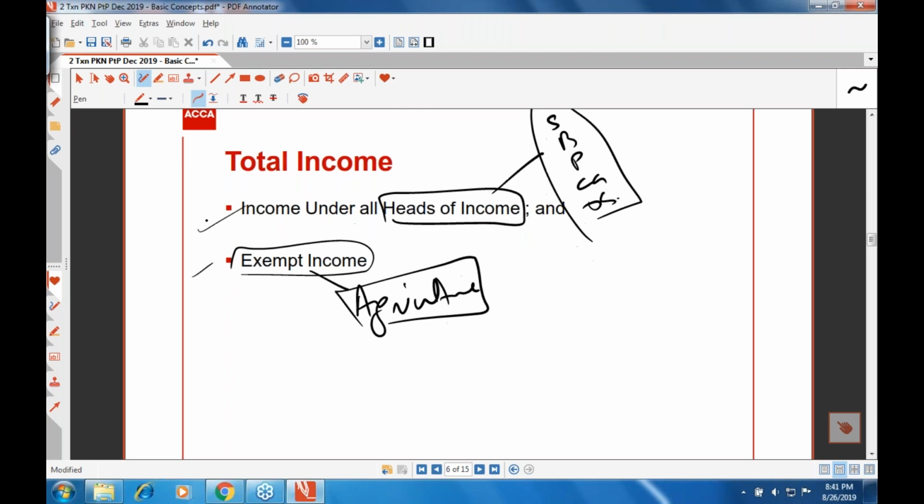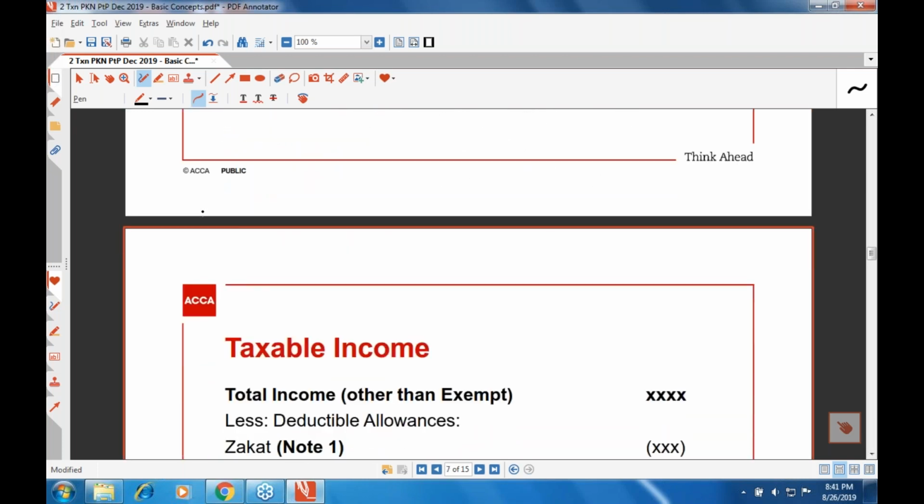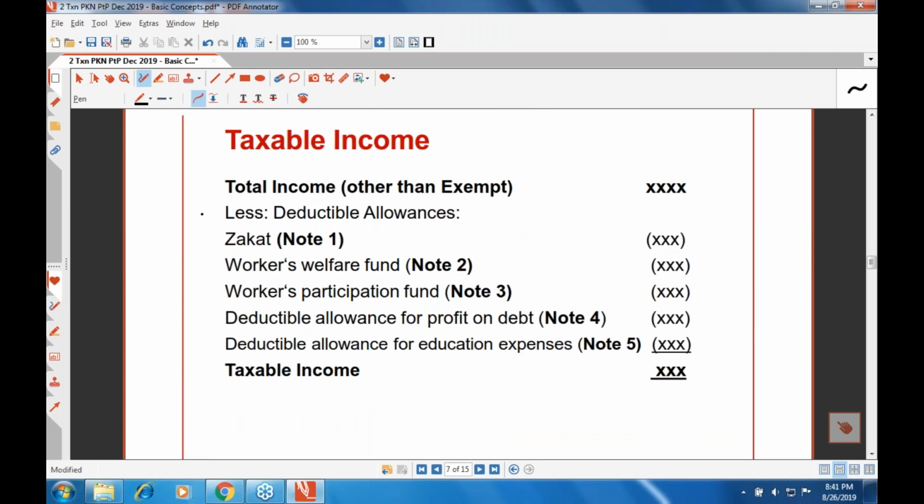Let's move a bit forward. Let's discuss further. The next concept is called the taxable income. Now, it's very important when we talk about the concept of taxable income. So how do we establish the taxable income? We'll have to discuss them one by one. And there are actually comments to it also.